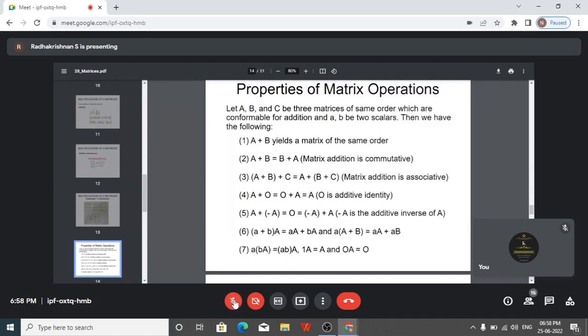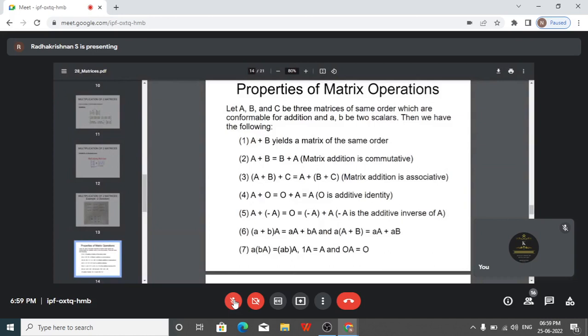Okay. So now A plus O equals O plus A. O, as we saw, is a zero matrix. All the elements are zero. So if you add A plus O, it is going to remain A only. Similarly, O plus A is also going to remain A only. That is why zero is the additive identity. When we add it, the value of A does not change. So we call the O matrix or zero matrix the additive identity.